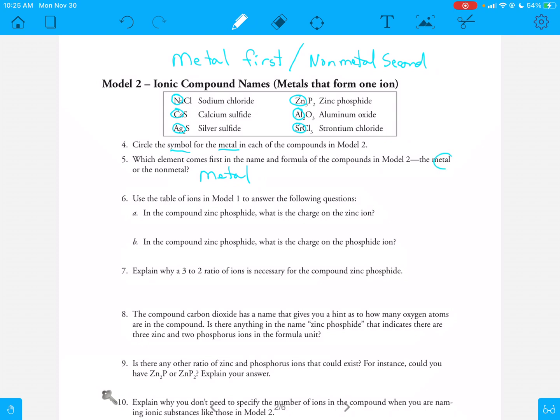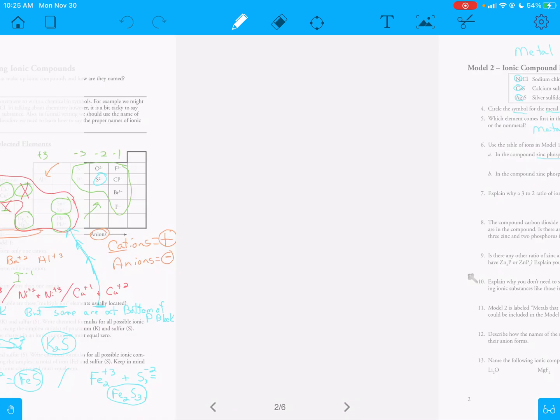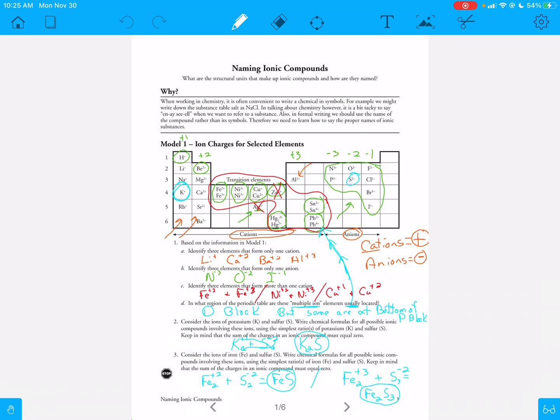Okay, so that's going to be the metal. Number 6, use the table of ions in Model 1 to answer the following questions. So we're going to have to toggle back to page 1 to do this. In the compound zinc phosphide, what is the charge of the zinc ion? Well, if I go back to the first page, what is going to be the charge of the zinc every time?